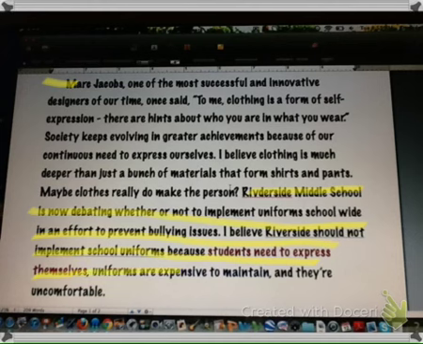Written in the paragraph and how it works. Riverside Middle School is now debating whether or not to implement uniforms school-wide in an effort to prevent bullying issues. I believe Riverside should not implement school uniforms because students need to express themselves. Uniforms are expensive to maintain and they're uncomfortable. Also, don't worry students, Riverside really isn't debating that. We're just using this as an example.